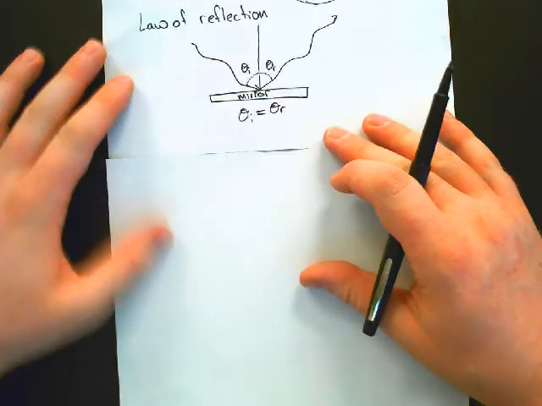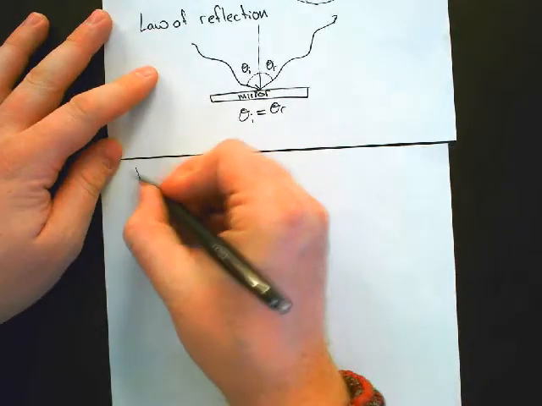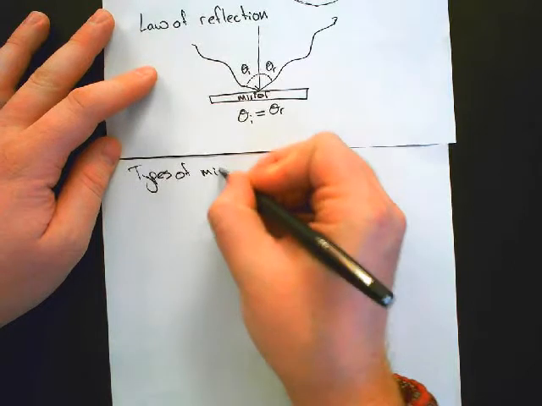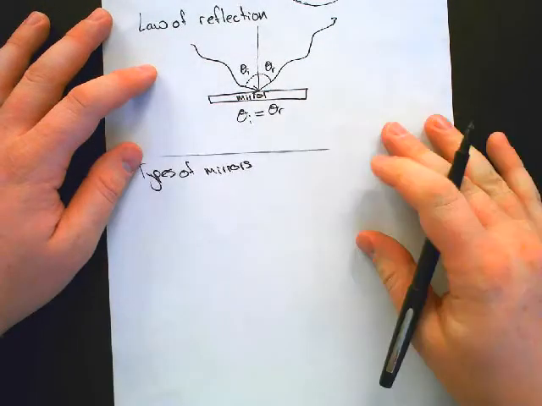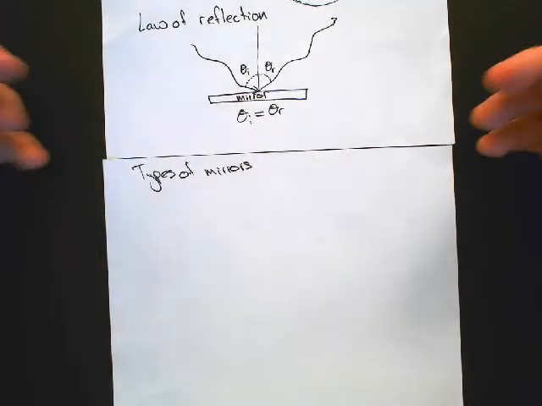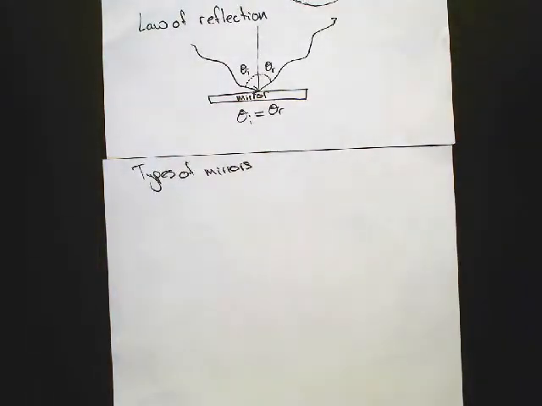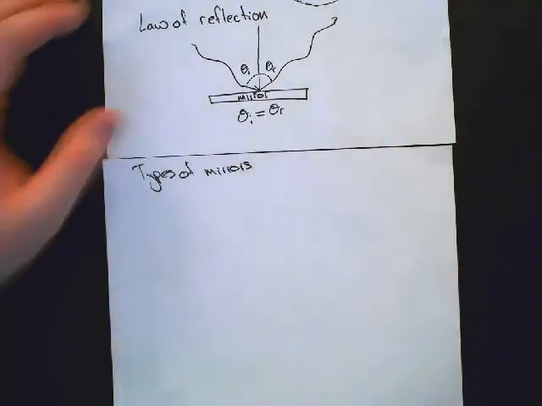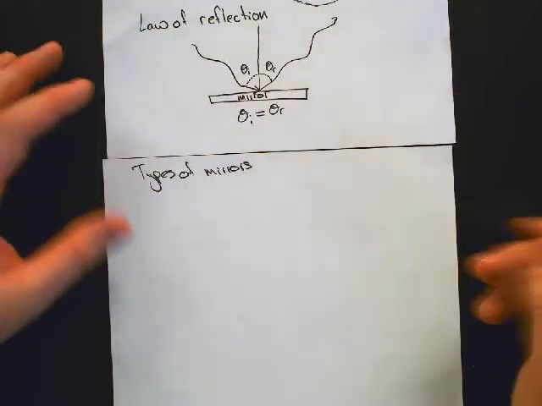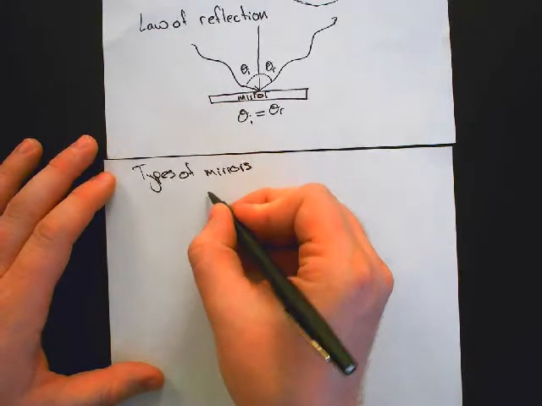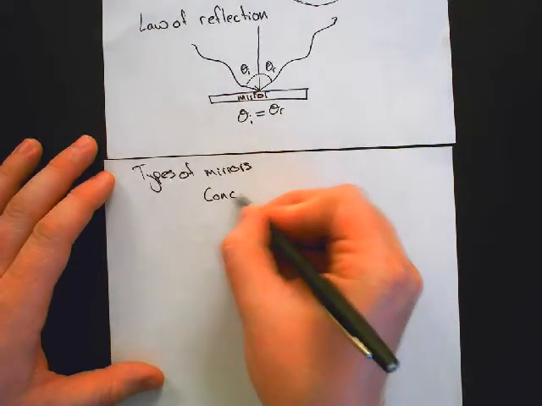That brings us to types of mirrors. Okay. So typically when we talk about a mirror, we're talking about a flat mirror, one that you would use in your bathroom or the rear view mirror of your car. Anything coming in just simply bounces back out, obeying the law of reflection. However, we also have a couple of other unique types of mirrors. First one up is a concave mirror.